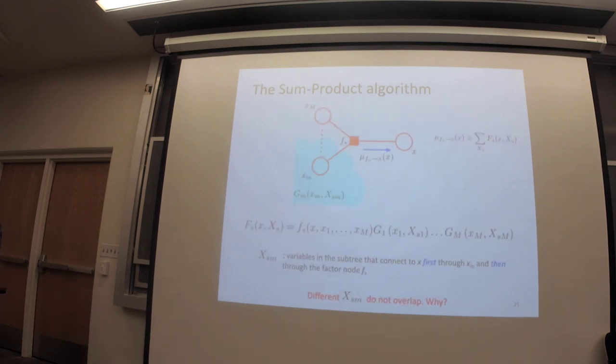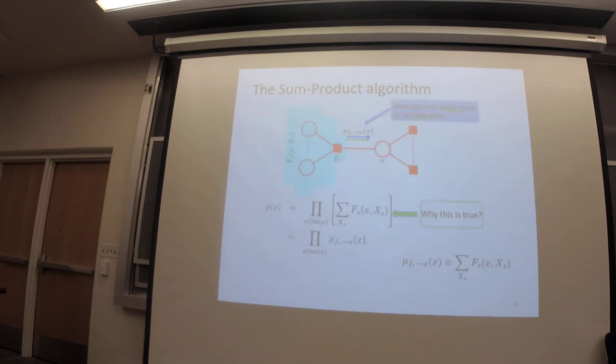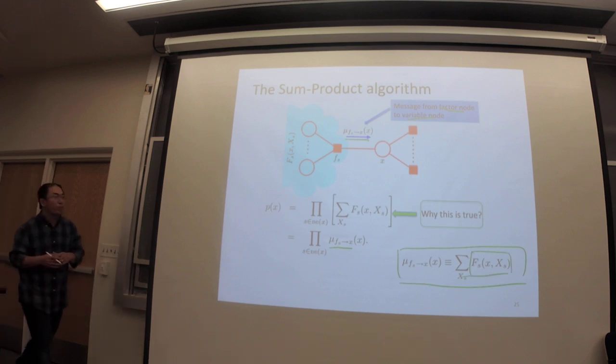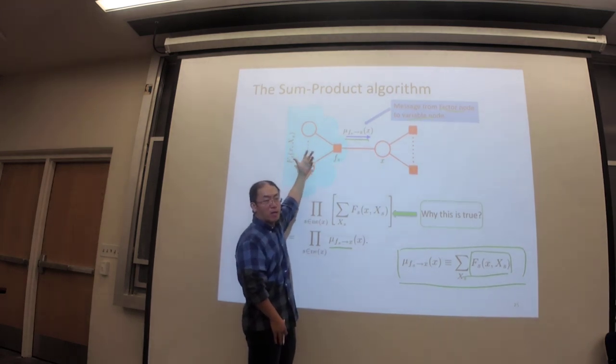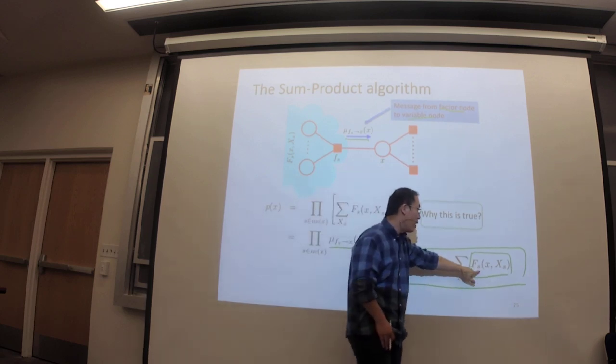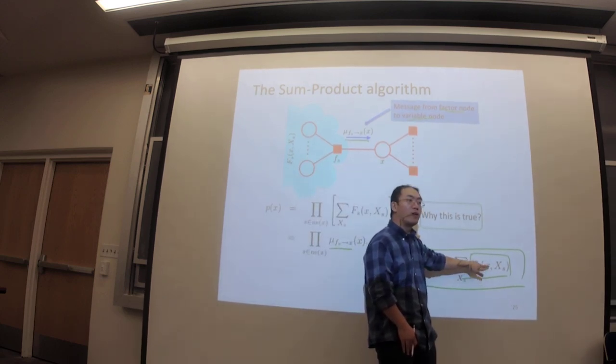Now let us look at how we can further decompose your message, right? We know that your message is a summation over this big F. This big F is all the factors multiplied together. You get this big Fs, right? S is some neighbor of x, which refers to a factor.